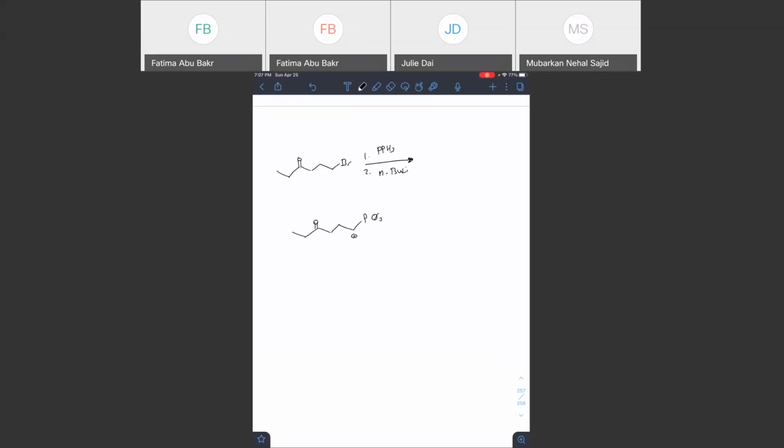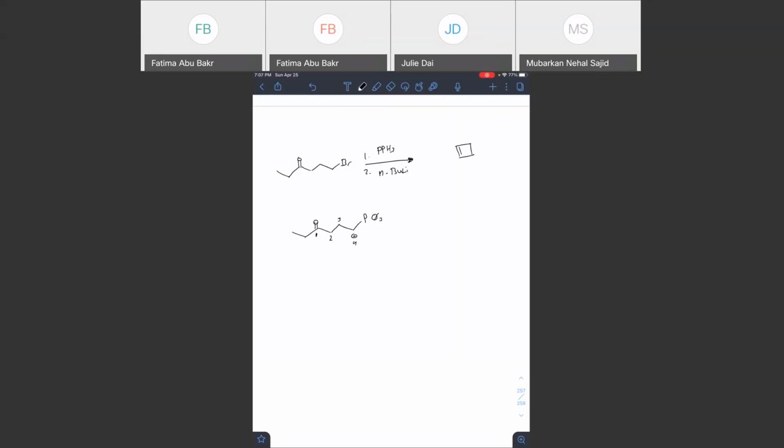But then this spontaneously undergoes Wittig. So I'm going to count it up to see how many members are going to be in my circle, right? And we have to remember this oxygen is no longer going to be a member of the circle. So it's going to be 1, 2, 3, and 4. 4 members of my ring. So I'm going to draw a 4-membered ring.